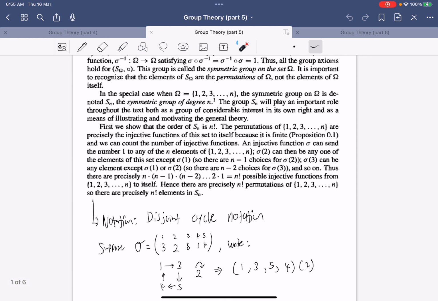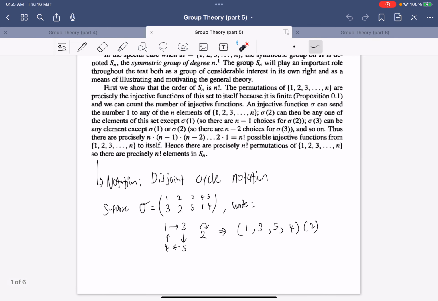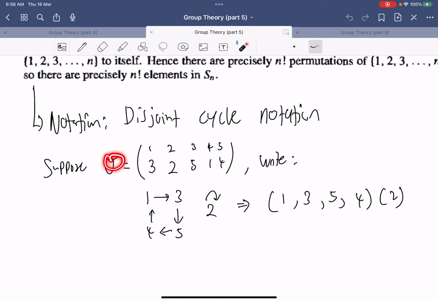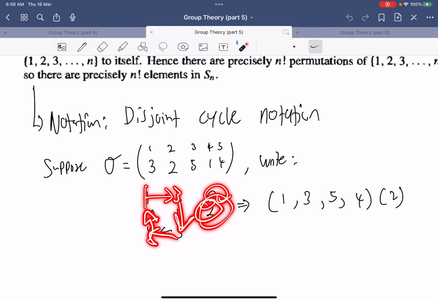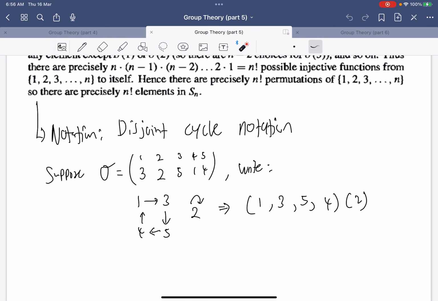And we denote this permutation using a disjoint cycle notation. For example, you have a function sigma that sends 1 to 3, 2 to 2, 3 to 5, 4 to 1, and 5 to 4. What you're saying is 1 is sent to 3, and you can go 3 to 5, 5 to 4, and 4 back to 1. And you can see 2 is trapped within its own cycle. And so we can write it in terms of these two cycles.